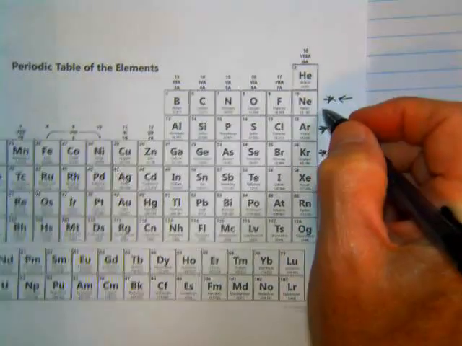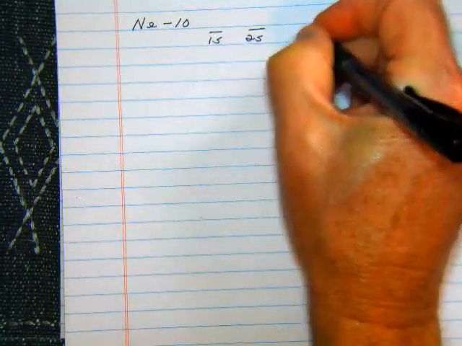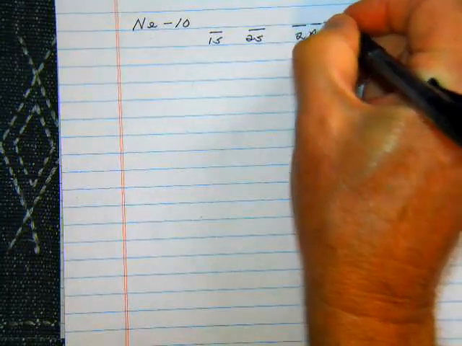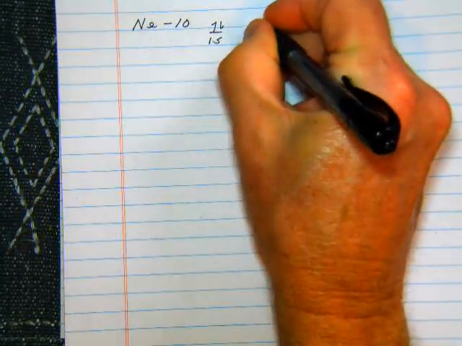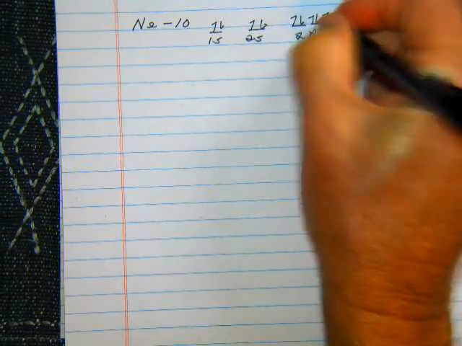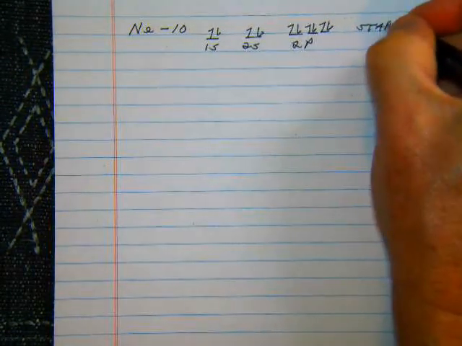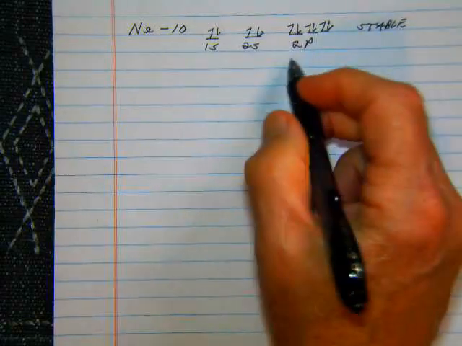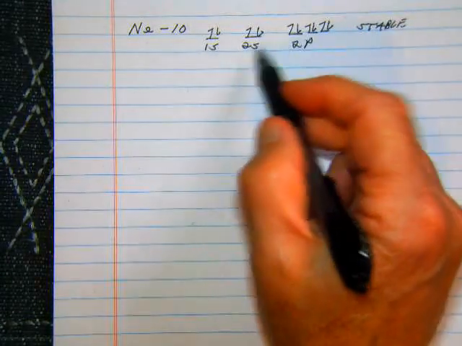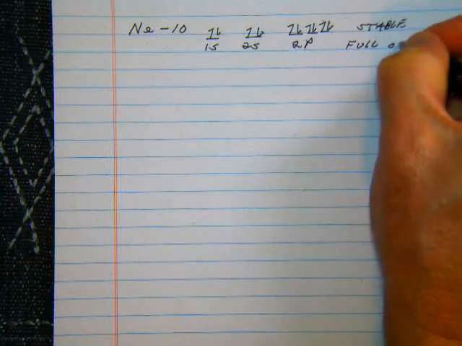So neon has an atomic number of 10. So 1s, 2s, 2p. So 1, 2, 3, 4, 5, 6, 7, 8, 9, 10. And this is a very stable configuration because it has a full outer shell, and it also fulfills the octet rule. So it's stable, full outer shell.